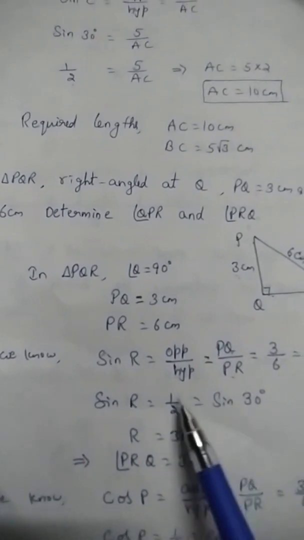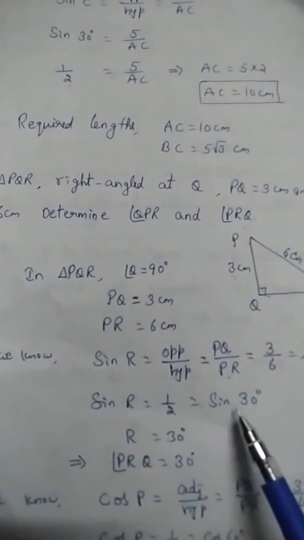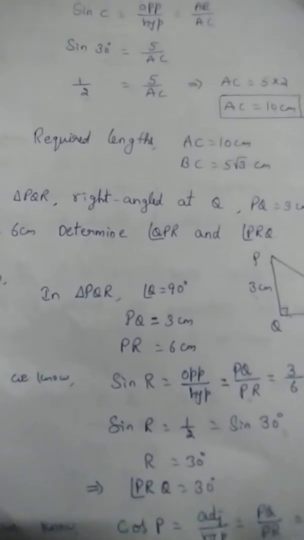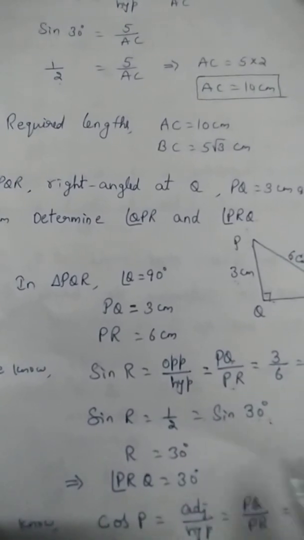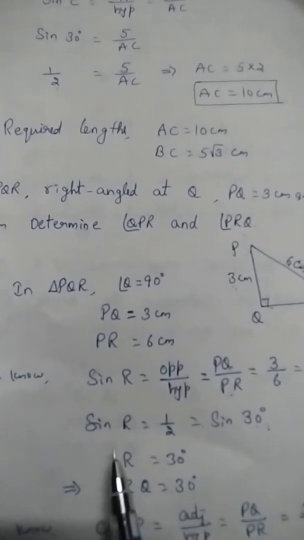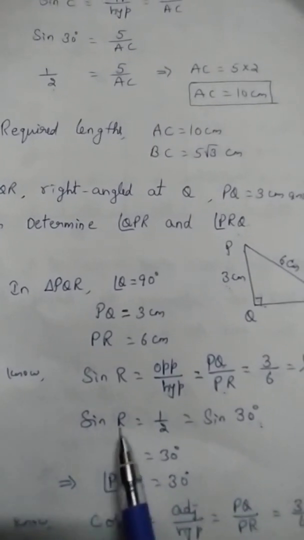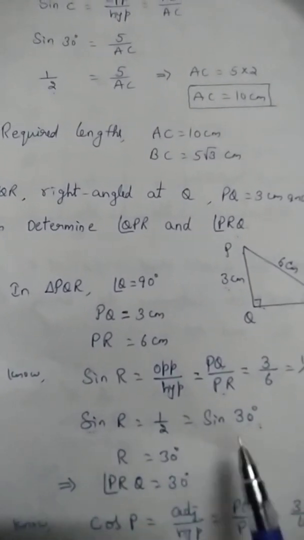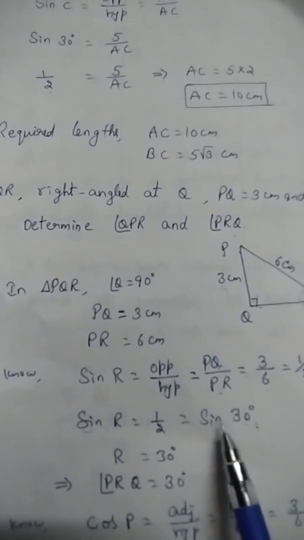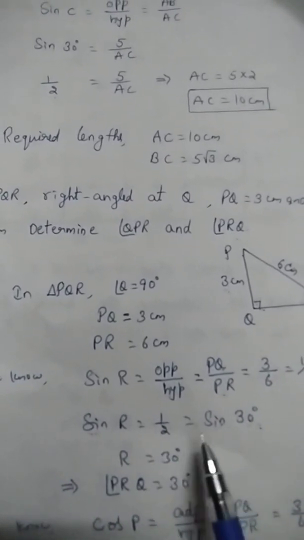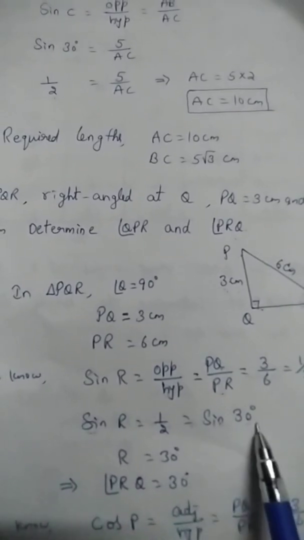It is 30. So we write that 1 by 2 is equal to sine 30. It is also equal to cos 60, so why do we represent it as sine 30 only? The doubt will arise in this situation. But we use sine 30 degrees only, because here it is being compared with the sine trigonometric ratio. Sine R is equal to 1 by 2, and that is equal to sine 30 degrees.